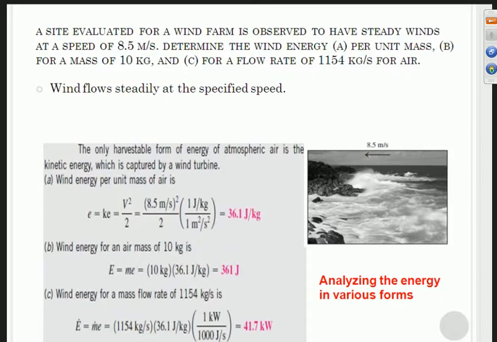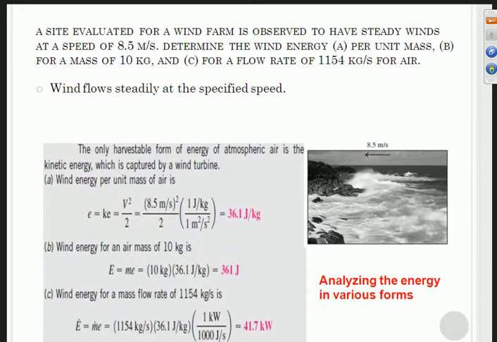I have represented here the conversions. See, per unit mass, you get an energy of 36.1 joule per kg. If you give some kgs, say for example 10 kg of air, then multiply with 10, you will get 361 joules. And per second, if the mass flow rate is given as 1154 kg per second, then multiply it and put some conversion there, you will get 41.7 kilowatts.